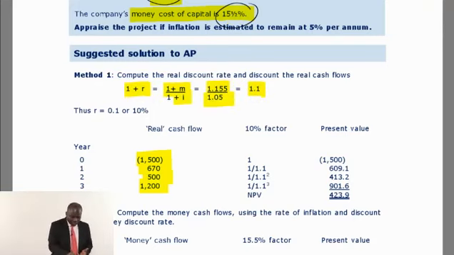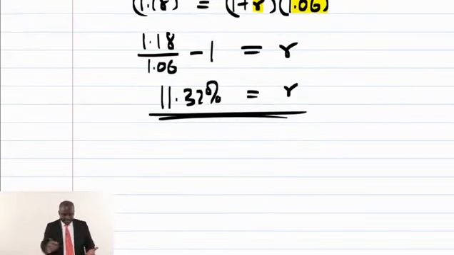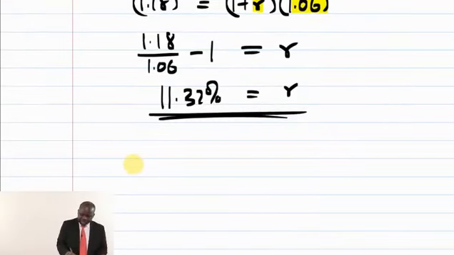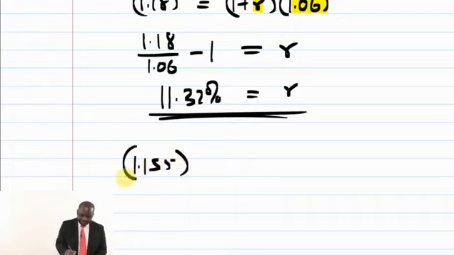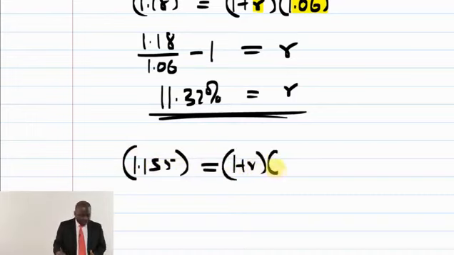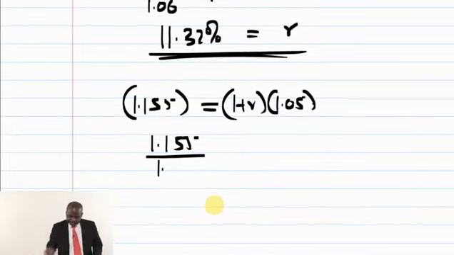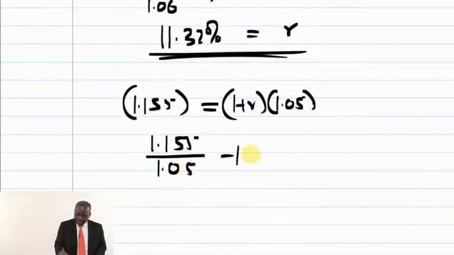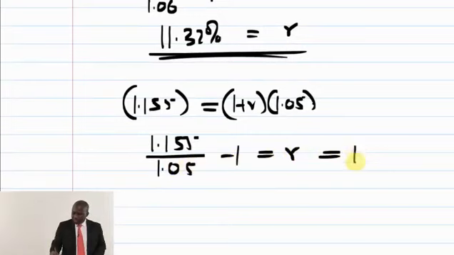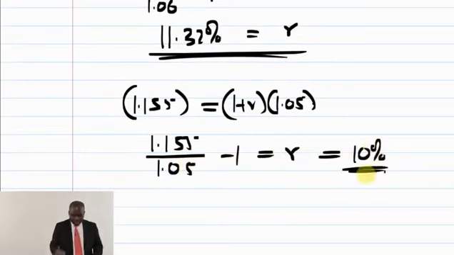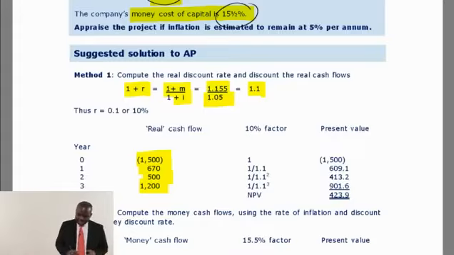If you want us to do it again, just as we did here, the same principle, we will say the nominal is 1.155 because it's 15.5%, equals the real, which we don't know, and the inflation rate is giving us 5%. So I will say 1.155 divided by 1.05 minus 1 should be the real, which is approximately 10%. So we will discount using the 10%.